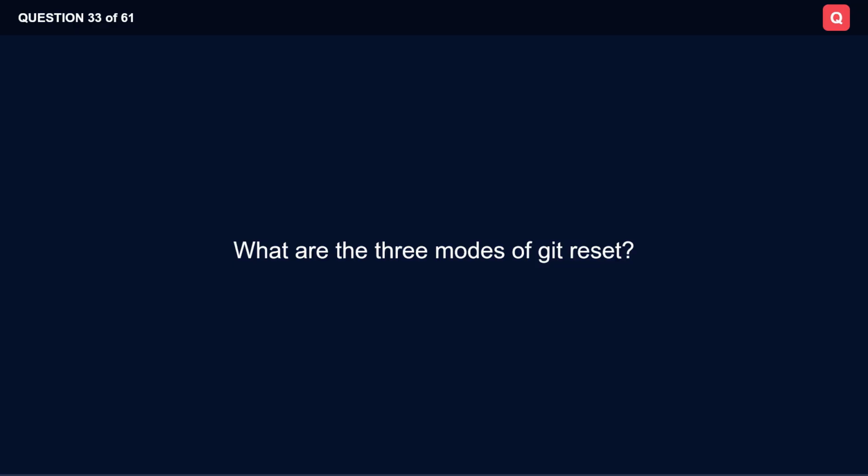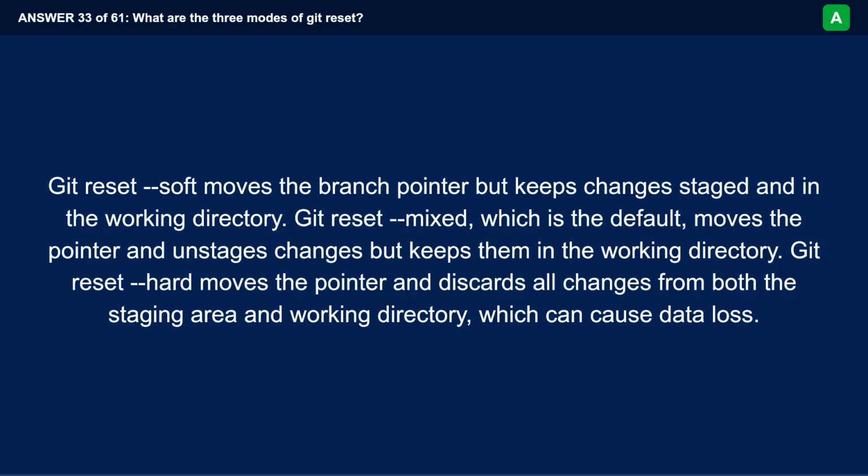What are the three modes of git reset? Git reset --soft moves the branch pointer, but keeps changes staged and in the working directory. Git reset --mixed, which is the default, moves the pointer and unstages changes, but keeps them in the working directory. Git reset --hard moves the pointer and discards all changes from both the staging area and working directory, which can cause data loss.